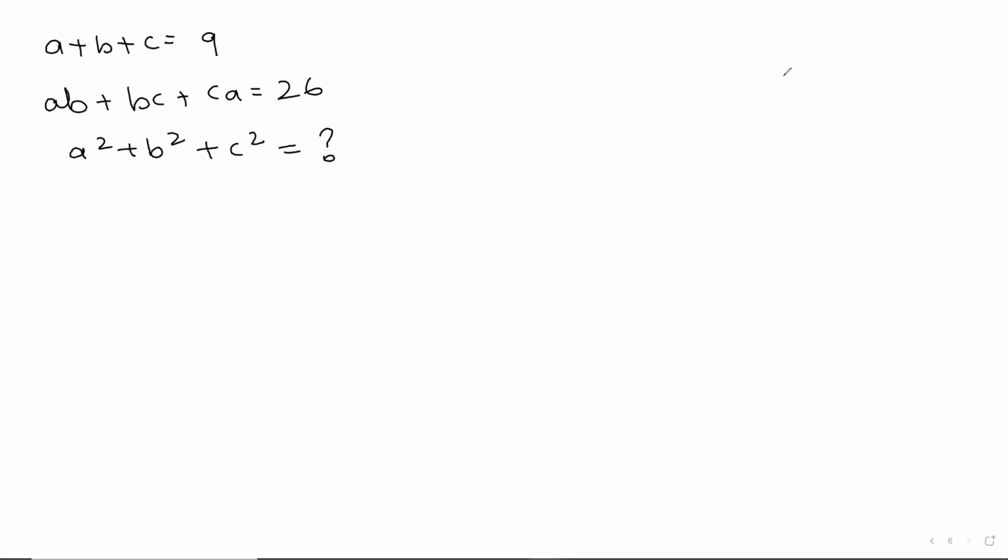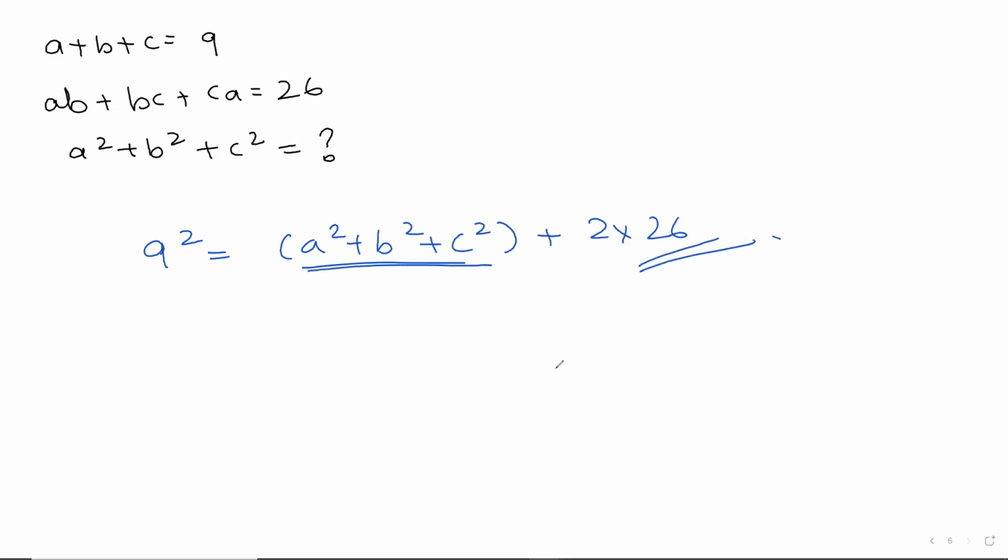Ma'am, the answer is 29. Okay, it is 29. But how did you do it? Ma'am, I did it like 9 square is equal to a square plus b square plus c square plus 2 into 26. Very good. All right, excellent. So that's how we got the value of a square plus b square plus c square.